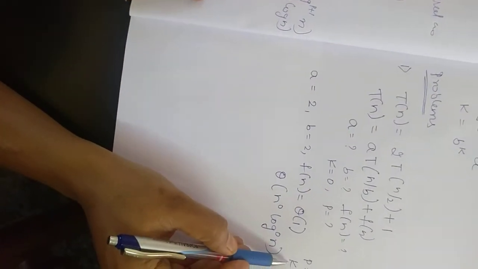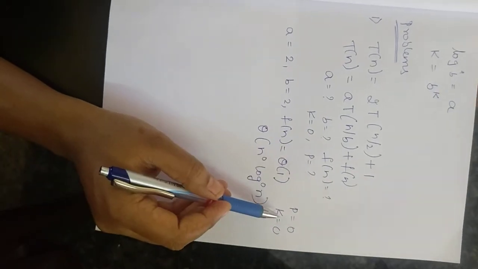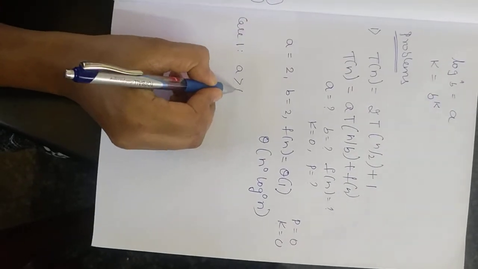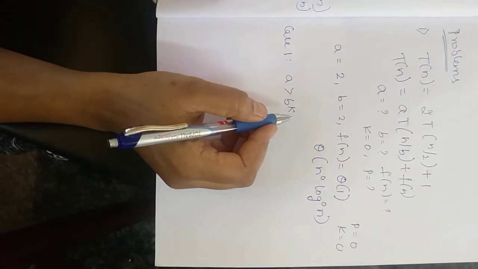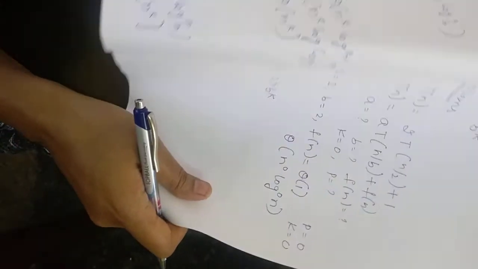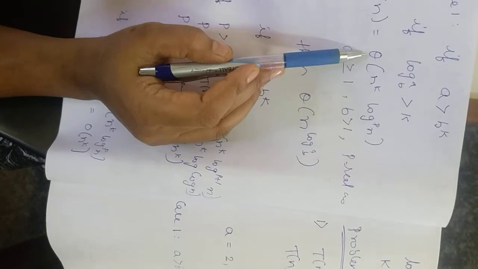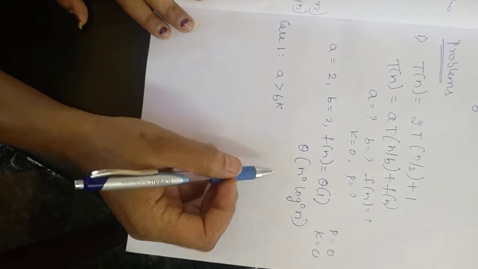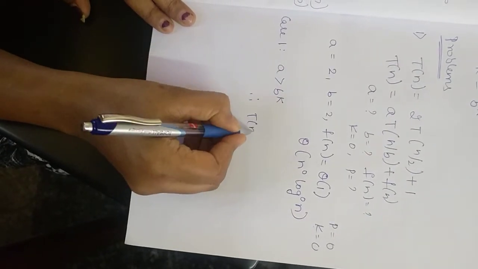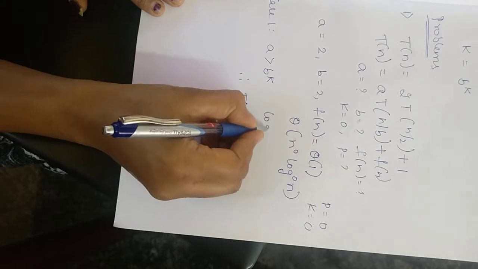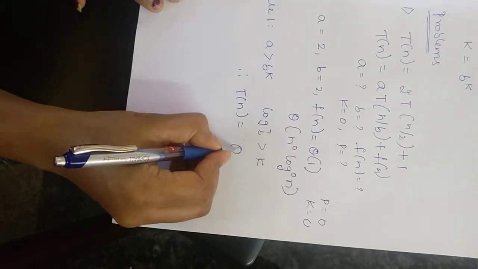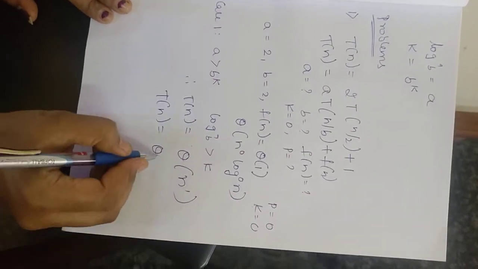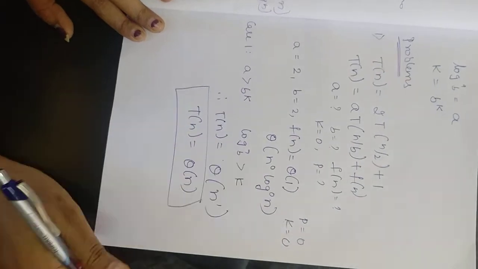Next, what is the k value? I told you the power of n will be the k value. So I think case 1, that is a is greater than b to the power of k, is true. So what will you do? In case 1, a greater than b to the power of k, what is the time efficiency? It is theta of n to the power of k log^p n. So what you have got according to this: therefore T(n) is equal to theta of n to the power of log_b a, that is, anything to the power of 1 will be n. So theta of n, this is the time efficiency.